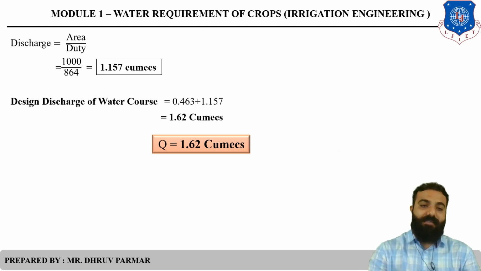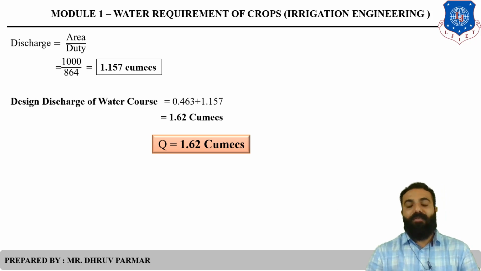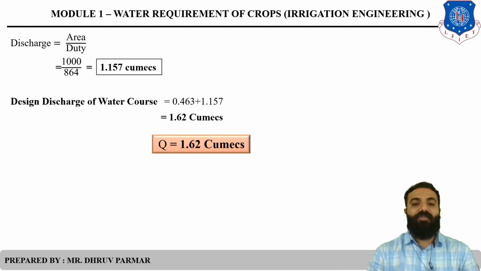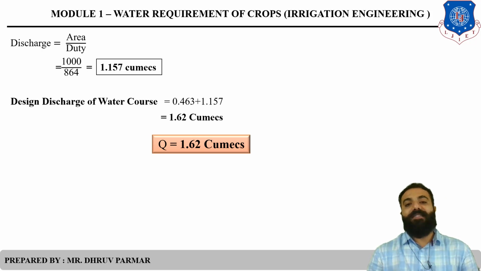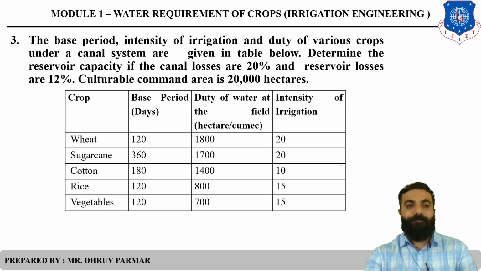So we have two discharges, for wheat and for gram, and we will add these discharges. So 0.463 plus 1.157, we get 1.62 cumec. So this is the answer, your design discharge of the water course or field channel. Then the third one.